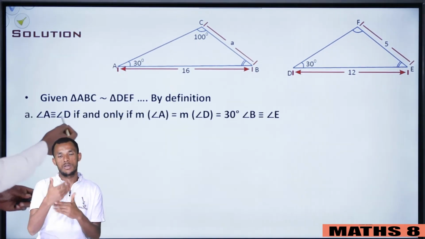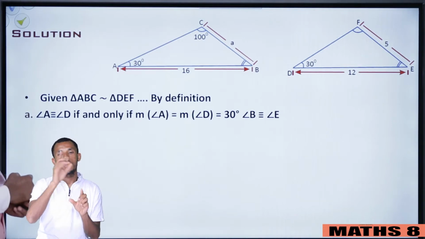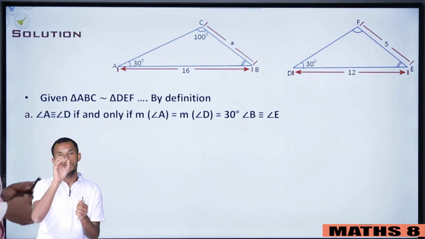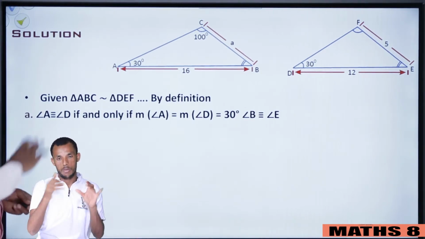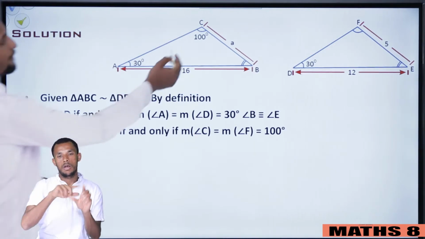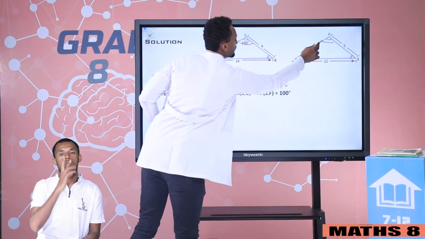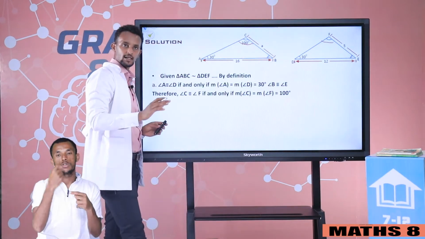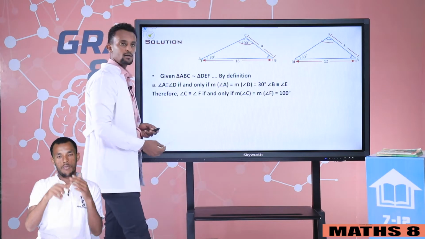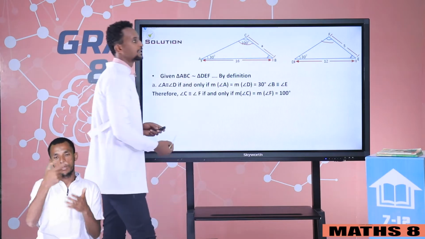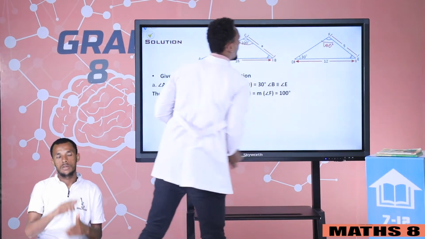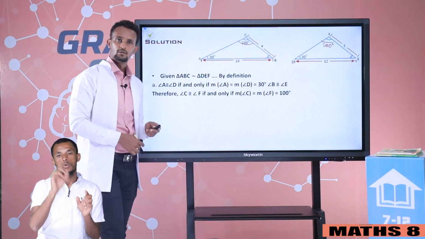Then angle A and angle D are equal because they are both 30 degrees, equal angle measurement. That's a given value. The next one: angle C and angle F are congruent because the two triangles are similar. Therefore, if the value of angle C is 100 degrees, the value of angle F is also 100 degrees. Therefore, angle F is 100 degrees.